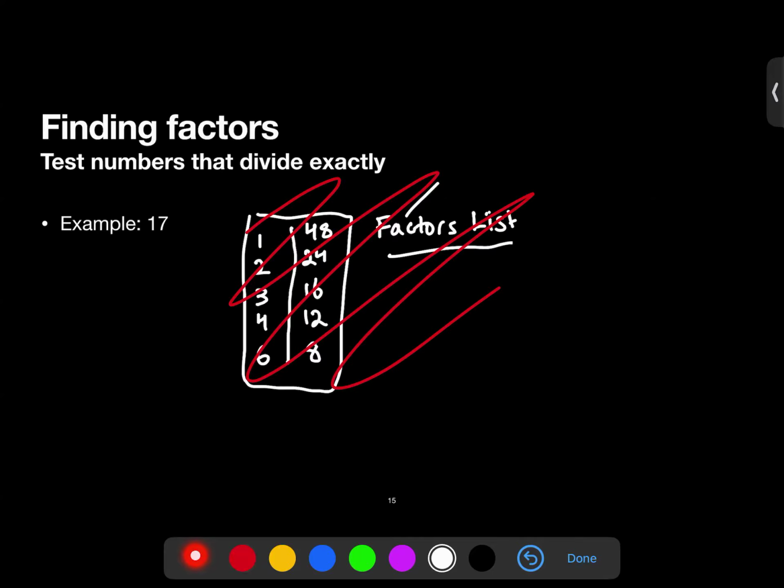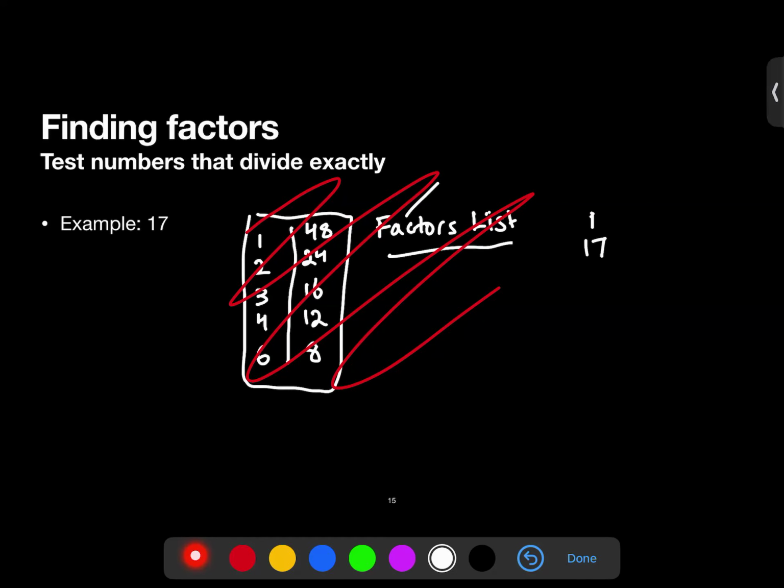So again, we'll start with the number 1. It is a factor, of course. Is 2 a factor? No. Is 3 a factor? Is 4 a factor? 5, is that a factor? So you'll see as you try 6, 7, 8, and so on, none of them are factors. Only until you reach 17 will you find another factor.